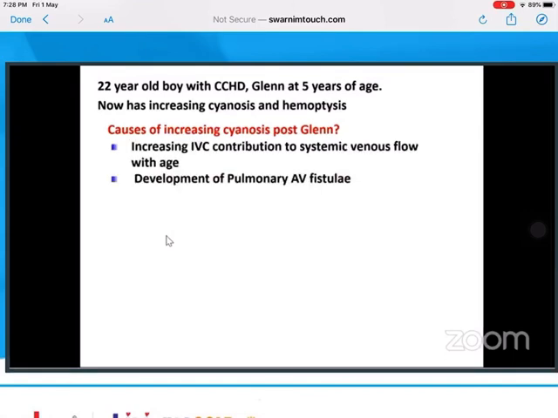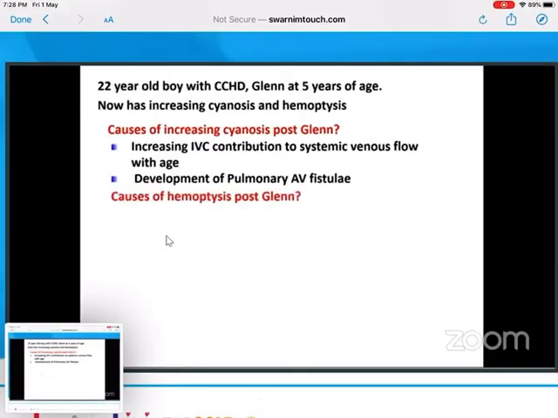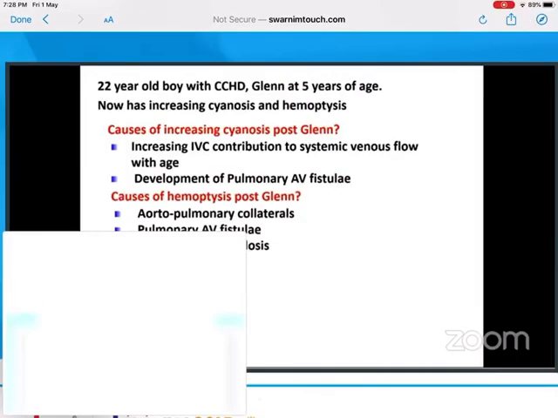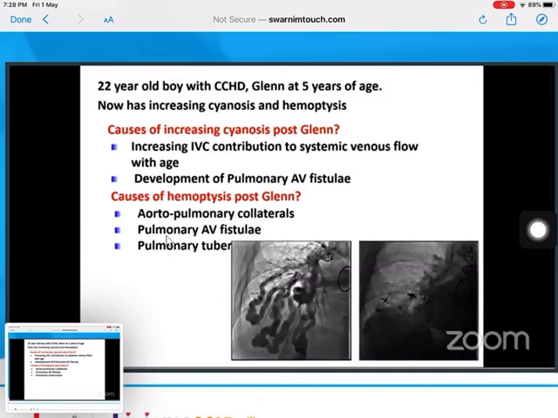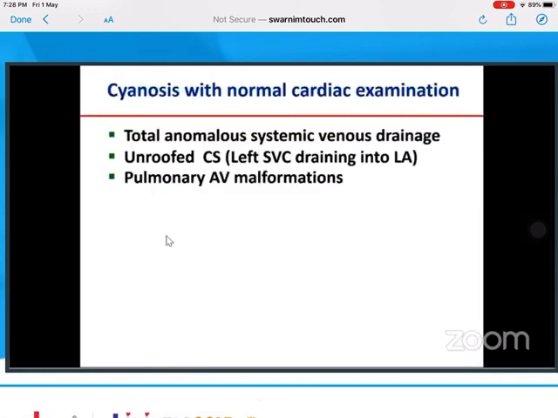So increasing cyanosis, I think, is a natural phenomenon following Glenn. As the patients get into their adult life, the IVC contribution to the systemic venous flow increases, and therefore their cyanosis worsens. So Glenn may be quite comfortable till 5, 6, 7, 8 years of age, but during adulthood, even a perfectly functioning Glenn will become more and more blue. And then on top of that, they can also develop pulmonary AV fistulae. And these patients may have hemoptysis from collaterals, from pulmonary fistulae, or even sometimes associated with pulmonary tuberculosis. I think we've all seen these cases quite often in our practice. But this patient had really large pulmonary fistulae which needed to be closed with a vascular plug.